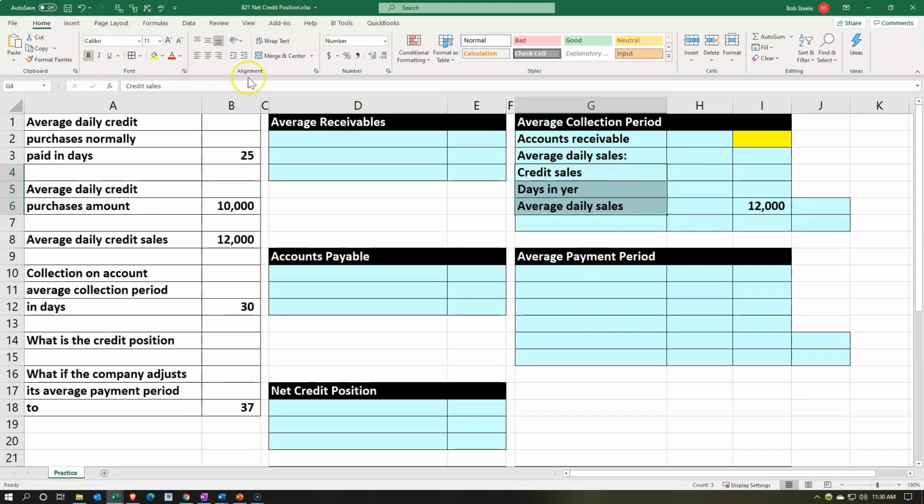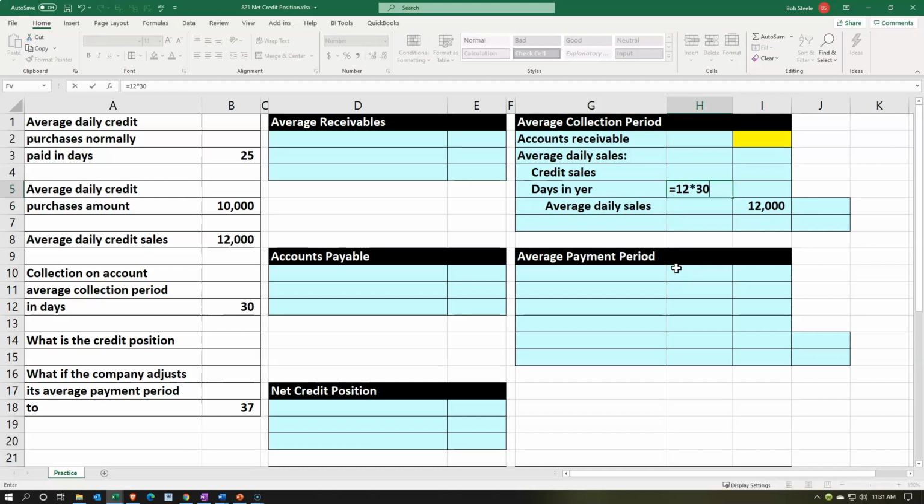So we can go Home tab, Alignment, increase the indenting. I'm going to increase the indenting here. Home tab, Alignment, increase the indenting. We know the days in a year are going to be equal to 12 times 30. Nice even 30 days. So we're going to say 360. And then I can use this to back into the unknown.